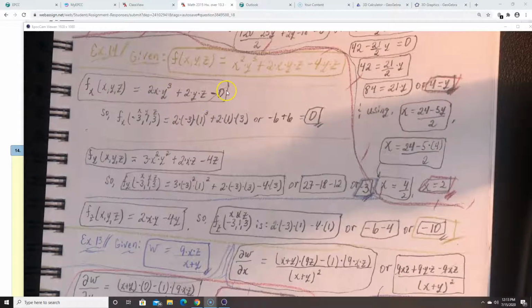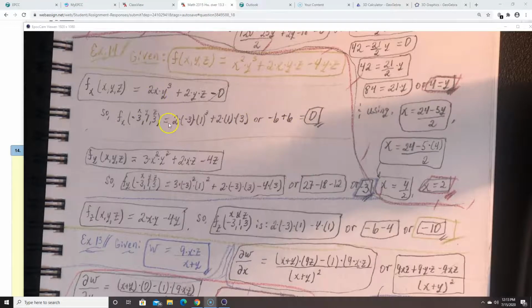You don't need this term, I crossed it out. Well, now they want us to plug in, and notice our partial derivative formula with respect to x has an x in it, a y in it, a y again, and a z in it. So the partial derivative with respect to x at the point negative 3, 1, 3, you just substitute. Wherever there's an x, you put a negative 3. Wherever there's a y, you put a 1. And wherever there's a z, you put a 3. And then just compute.